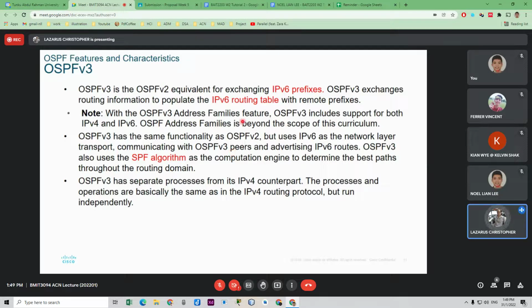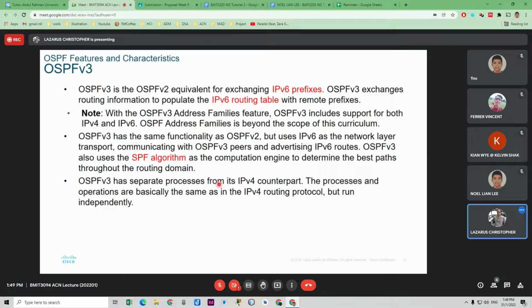So here it says the address family feature includes support for both IP version 4 and IP version 6. I think IP version 6 is a new addition. Further detail about address families is beyond the scope of this curriculum, right? So OSPF version 3, the new version, has the same functionality as version 2, but it uses IPv6 as network layer transport. That means it's basically looking to the future where we are going to fully utilize IPv6, right?